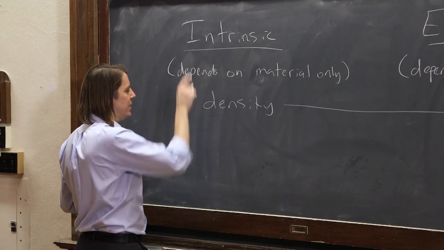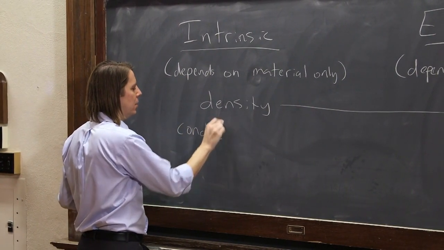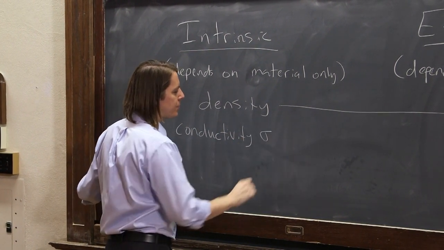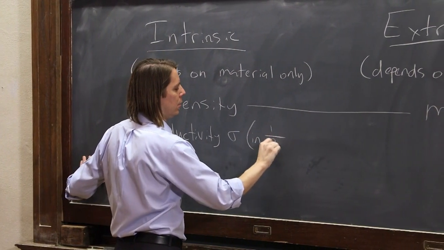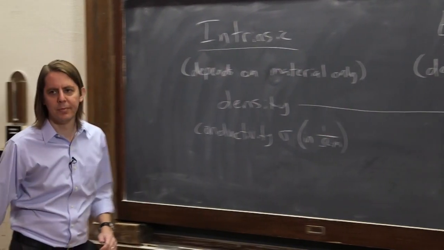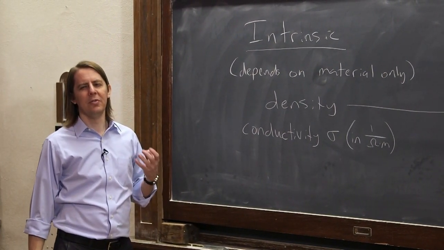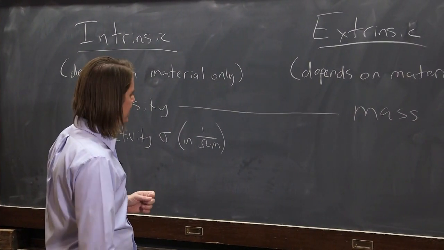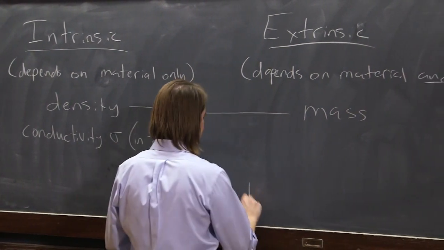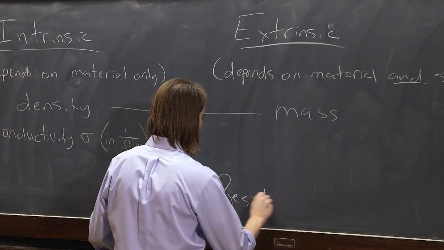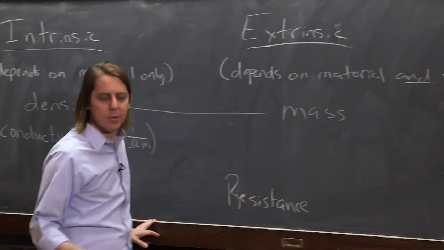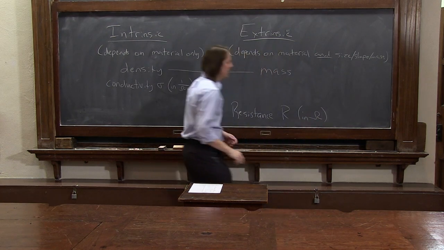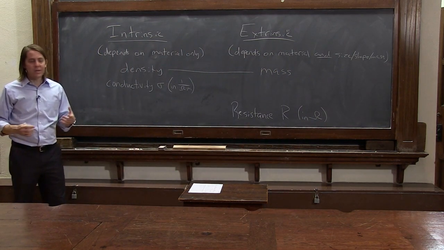The first one we did was an intrinsic property. It was the conductivity, sigma, and it was in 1 over ohm meters. So that's how Ohm's law is stated. It's stated in terms of an intrinsic property of the material. We also use that to get to the resistance. The resistance was R in ohms. And the resistance of a wire is really an extrinsic property.